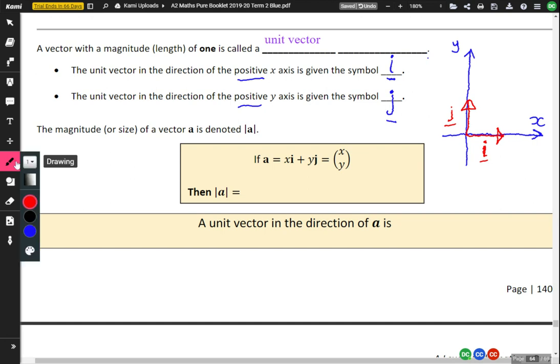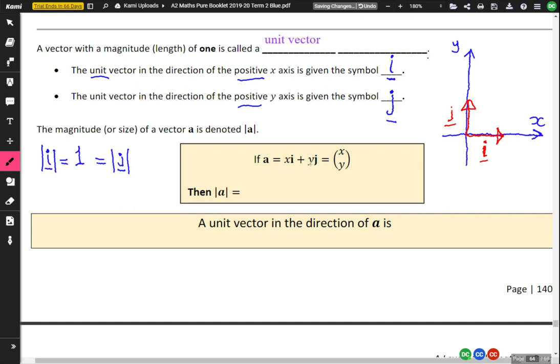The magnitude, again, that means the size of a vector, is denoted by putting vertical lines around it. So the length of the vector i is 1, because by definition it's a unit vector, and also the length of j is 1. It is a unit vector.